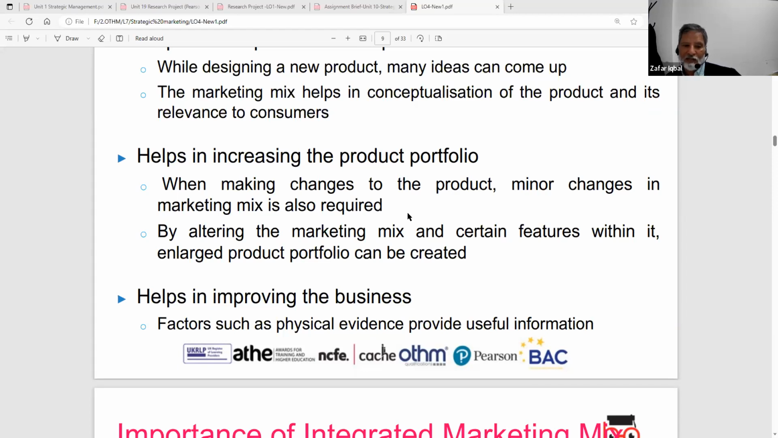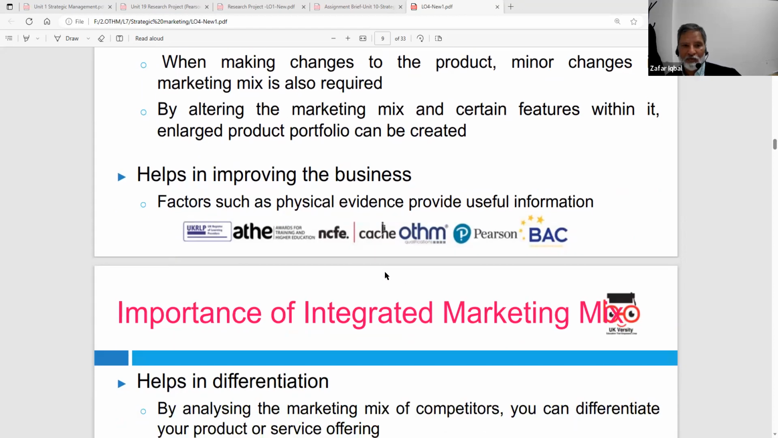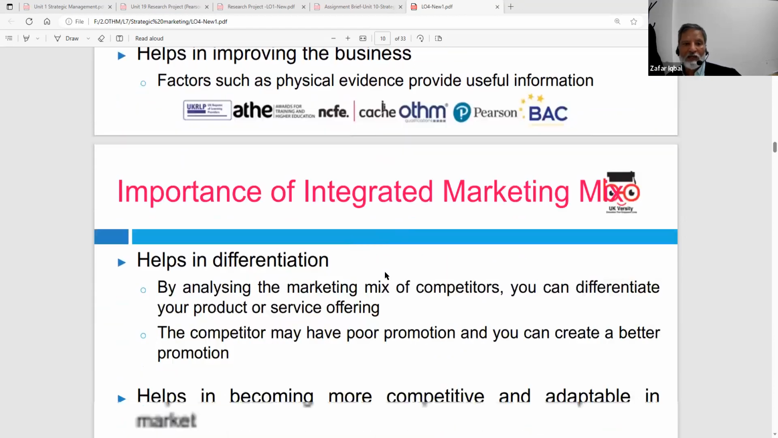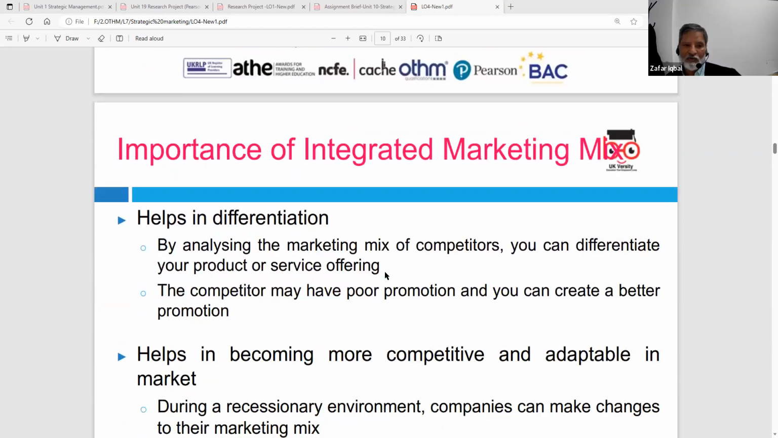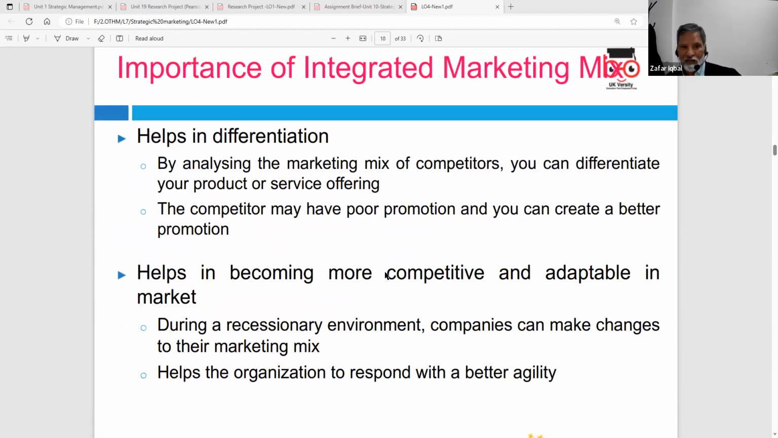Third, the factor that is important in improving the marketing mix is that it improves the business, because factors such as physical evidence provide useful information. It helps to improve the business. It boosts the business. It will probably increase revenue. Fourthly, the integrated marketing mix helps in differentiation. What we mean by this is you can differentiate your product or services offering.